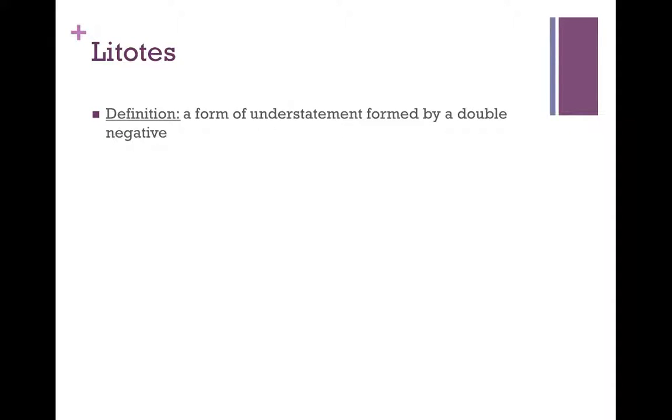Our next literary term is called litotes, pronounced "like-to-tease." Please refrain from trying to call this "lie-totes." That's not how it's pronounced, despite what it looks like. Litotes is a form of understatement formed by a double negative. So it's where you create a positive by negating its opposite. The definition is kind of tricky, so let's look at some examples.